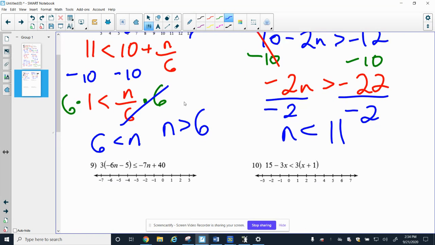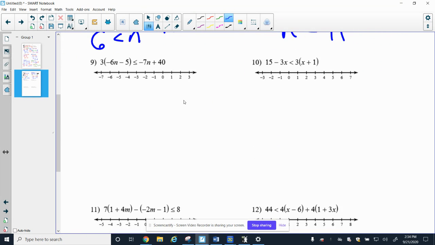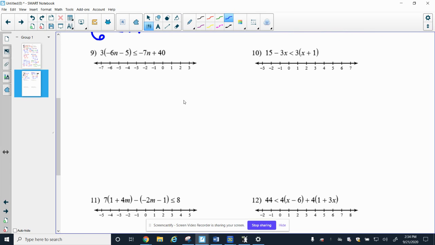From here, we're just getting to tougher ones algebra-wise. Notice now we have variables on both sides. Still our solving rules apply. Okay, so if we have parentheses in here, we're going to start by multiplying it out. So 3 times negative 6n, negative 18n. 3 times negative 5, minus 15, less than or equal to negative 7n plus 40.